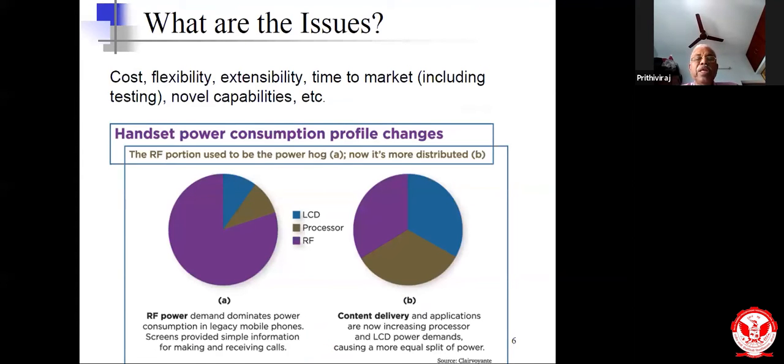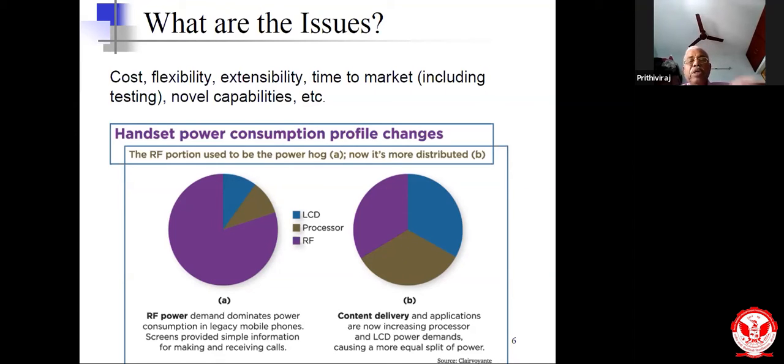So where are the issues? We have an issue regarding cost, flexibility, extensibility, time to market. Of course, time to market would necessitate testing also, and then novel capabilities. And we look at a very important aspect today, handset power consumption and the profile changes. This is again a good research area where we want youngsters to look at it, especially the mobile handsets which are coming now.